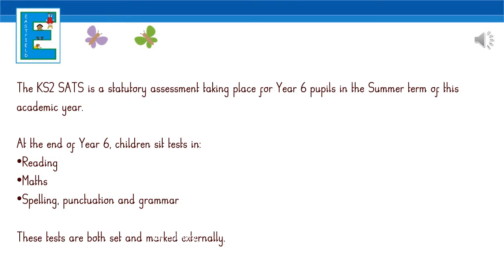The Key Stage 2 SATs will be sat by your Year 6 child. Your child will sit the Key Stage 2 SATs in May this academic year. The Key Stage 2 SATs are a statutory assessment. That means that it's legal for them to complete them. They will sit tests in reading, maths, spelling, punctuation and grammar. The tests are both set and marked externally.